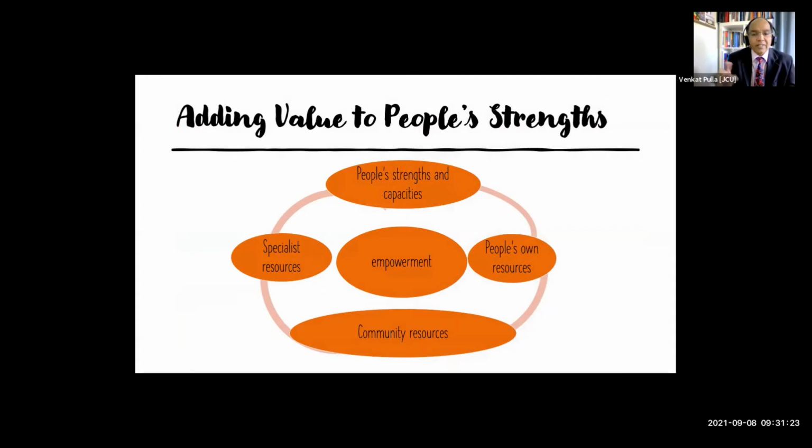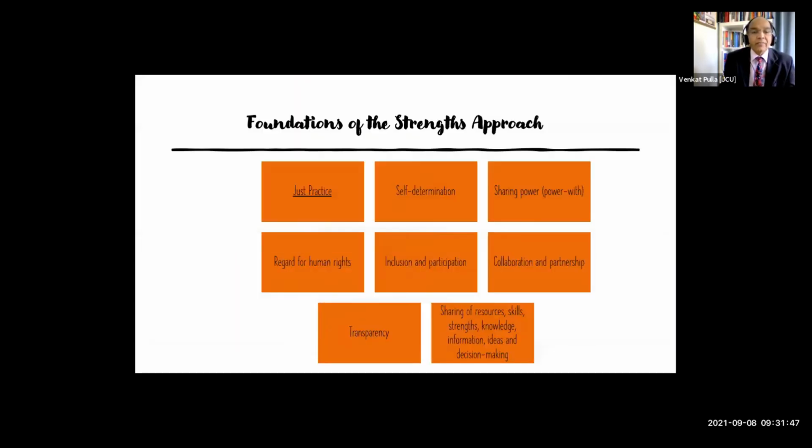So that's the same thing. That is people's strengths and capacities identified. They have their own resources. There will be community resources. There are specialist resources. That is the agencies like yours, agencies and social workers, psychologists, physiotherapists, all those people, we call them specialists. They come into the picture and then the solutions start.